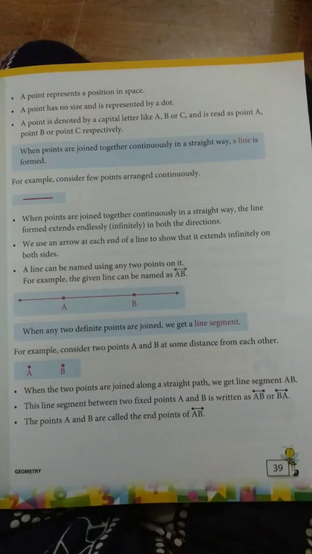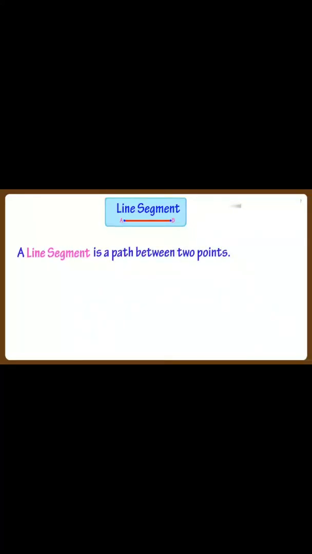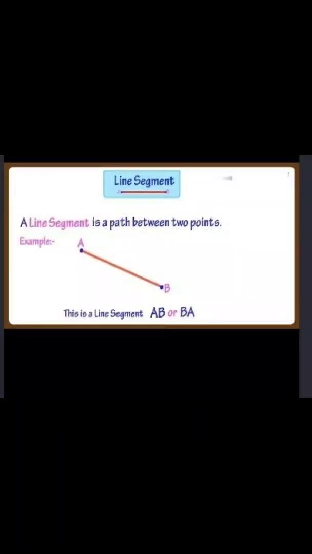But what if A and B were the endpoints of the line? Then we will call it a line segment. A line segment is a part of a line and has 2 endpoints. So we know that a line has no endpoints and a line segment has 2 endpoints. So when any 2 definite points are joined, we get a line segment.